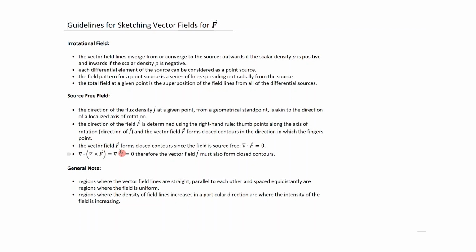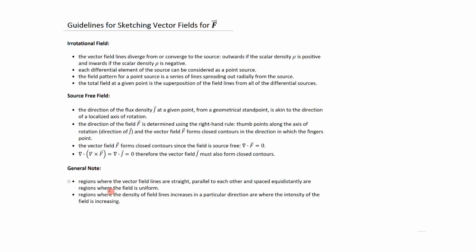The third item is that the vector field F forms closed contours since the field is source-free. Why? Because the divergence of F equals 0. And fourthly, the divergence of the curl of a vector field is the divergence of J, which is equal to 0. Therefore, the vector field J must also form closed contours. So when you actually sketch the current flux density, it's implied that the field lines form closed loops.